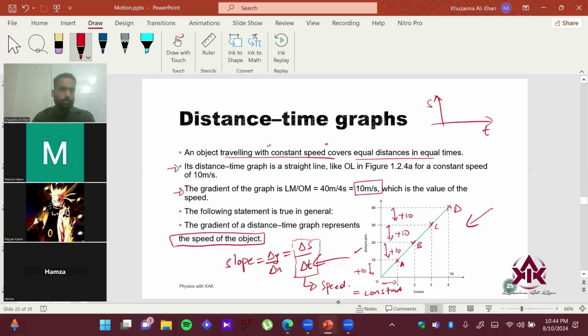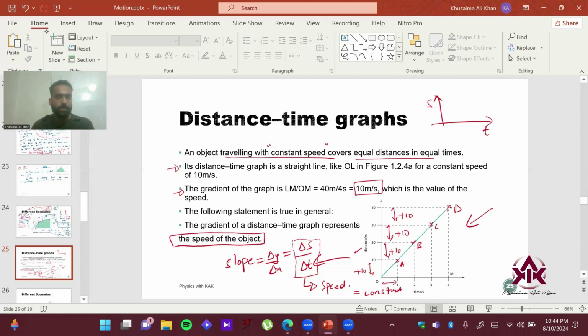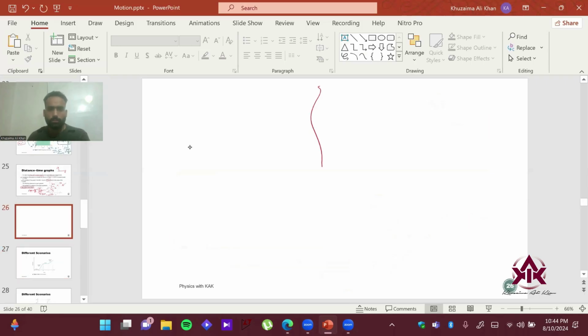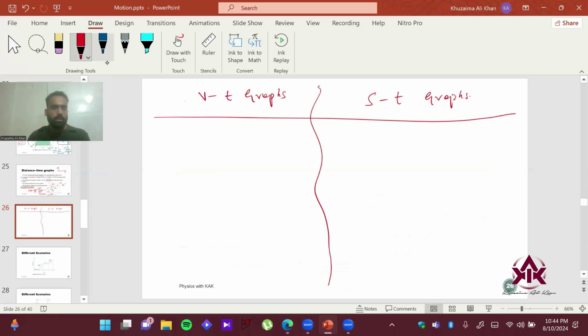Let me just try to now briefly summarize what we have discussed today, ताकि you can make notes. So we had discussed two graphs, right? We had discussed speed time graphs, and we have slightly touched distance time graph, right? And let me just draw a small sketch.